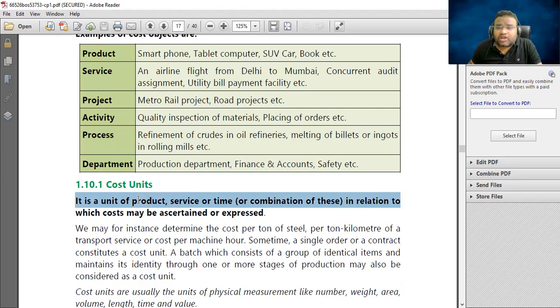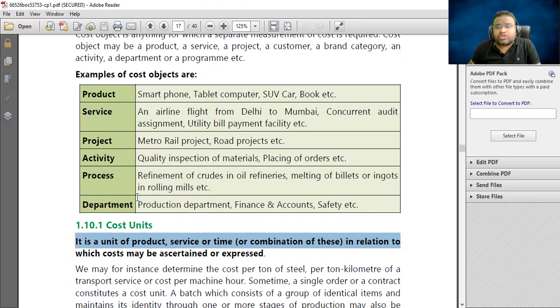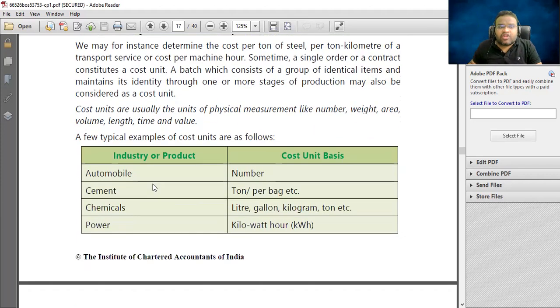Sir, it is a unit of a product or service in relation to which cost may be ascertained or expressed. Understand the difference between cost object and cost unit. Now let us assume CA Inter is one cost object. I want to know the total cost of this CA Inter. But I want to define what is the cost for each student in CA Inter. That is what we call cost unit. So cost unit can be a unit of product, service, or time in relation to which cost may be ascertained or expressed. Cost units are usually types of physical measurement like number, weight, etc.